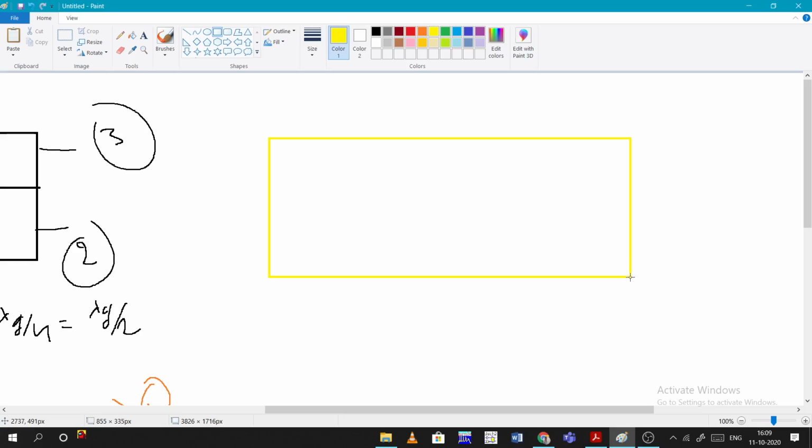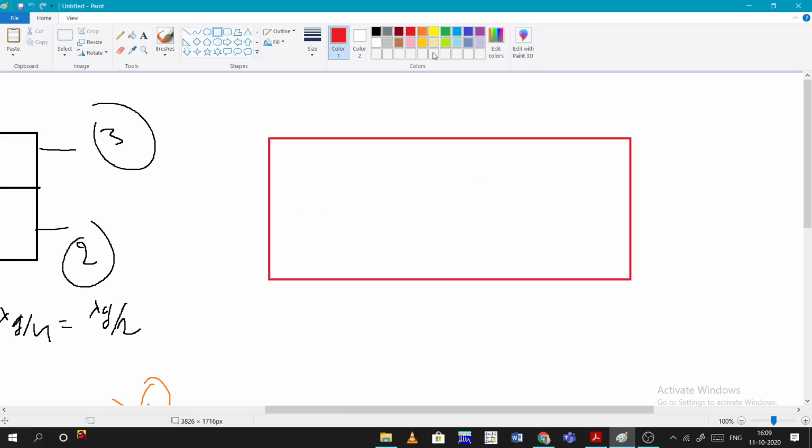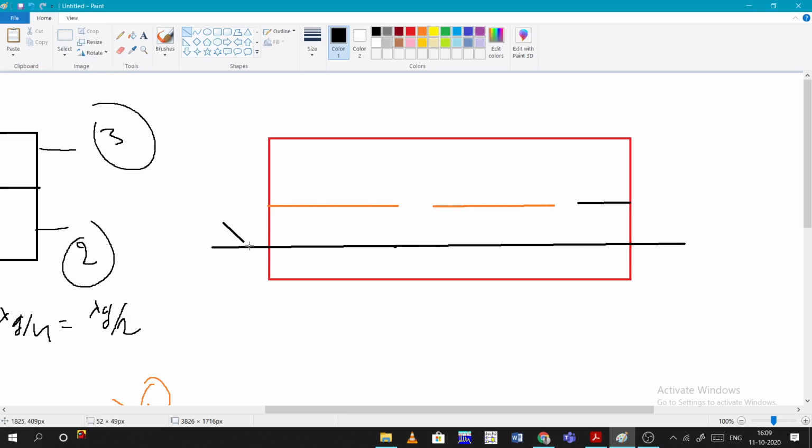Now coming to this through port, it is nothing but the same wave. Whatever the signal that is sent here will be passed directly through this. Basically this is called throughput.